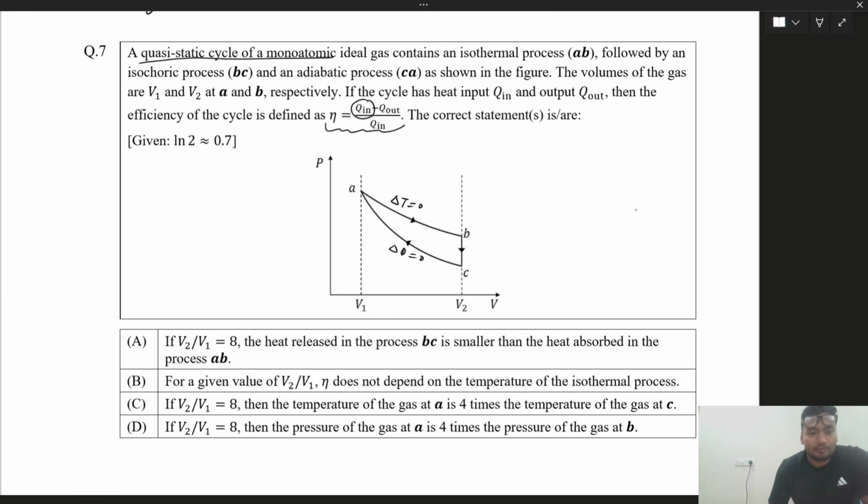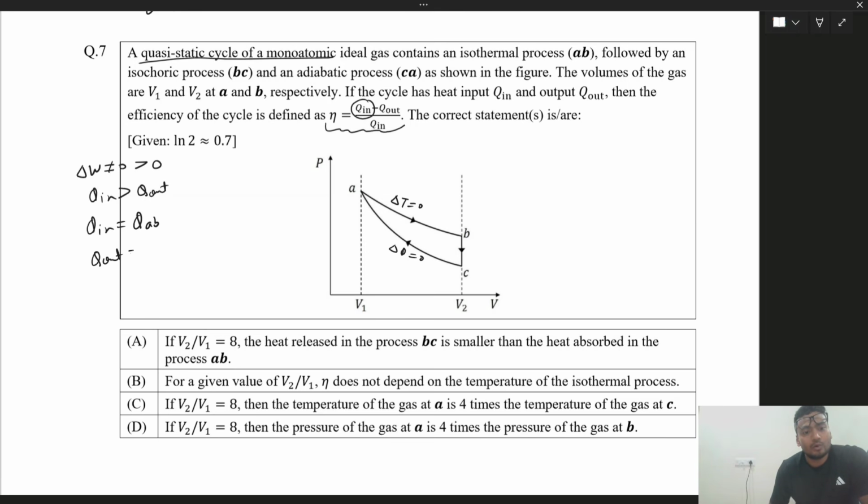Let's verify the first option: heat released in the process BC is smaller than the heat absorbed in the process AB. I can say this statement is independent of even this ratio. Why? It's a cyclic process and it is clockwise, so the work done is non-zero, greater than zero, a positive work done. That means Q in must be greater than Q out. And for C to A, there is no heat change, so Q in is happening only for AB, which is basically QAB.